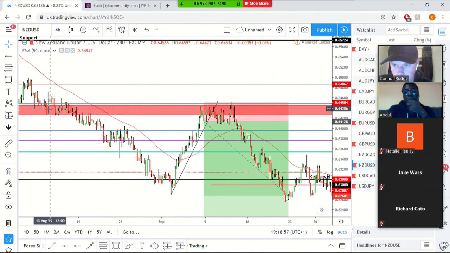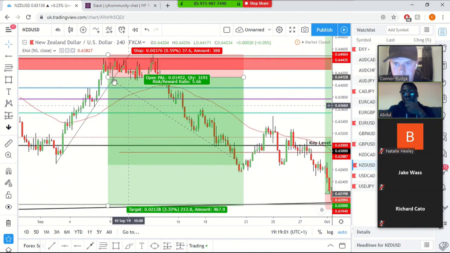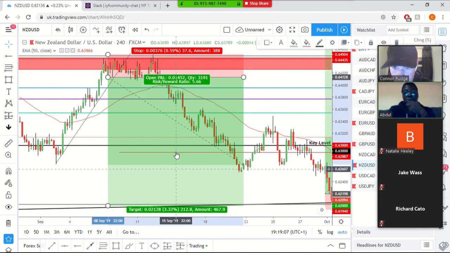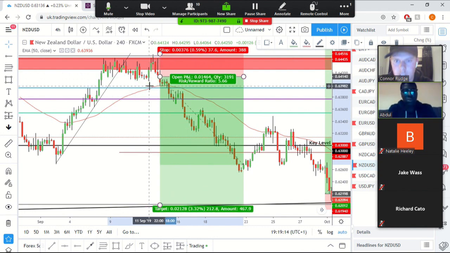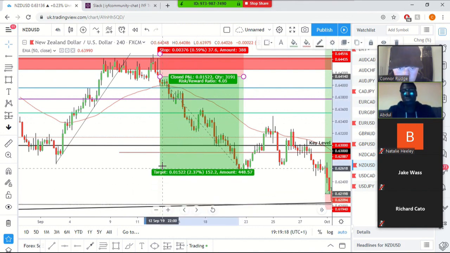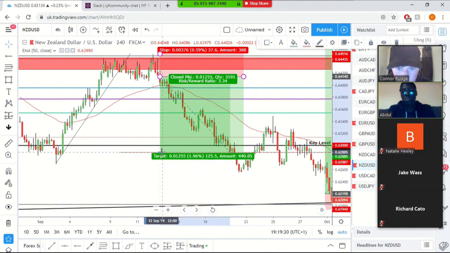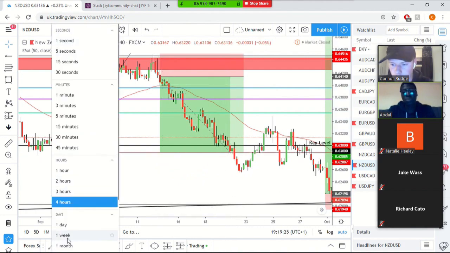You can see here we've got loads of wicks coming through. And then as we come here, we can see it consolidated a little bit, and then we managed to enter just off of this candle here, and we actually managed to take a nice profit of around 125 pips. And then what I've been looking at all week and waiting for really is this movement here.